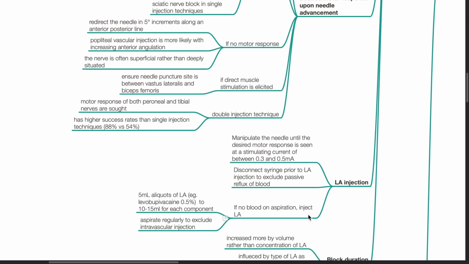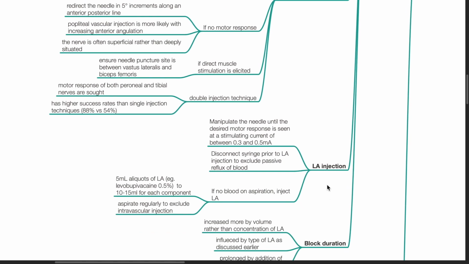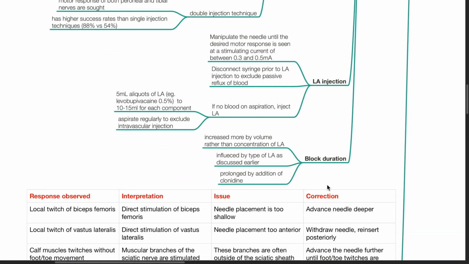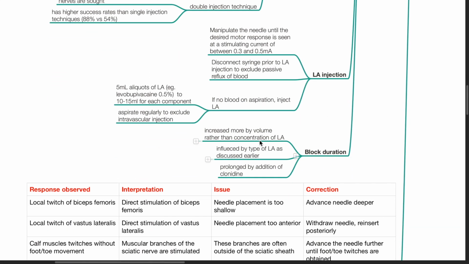Inject LA as mentioned in the posterior approach when the desired motor response is obtained. The block duration is increased more by volume rather than concentration of LA, influenced by the type of LA as discussed earlier, and prolonged by addition of clonidine or adrenaline.